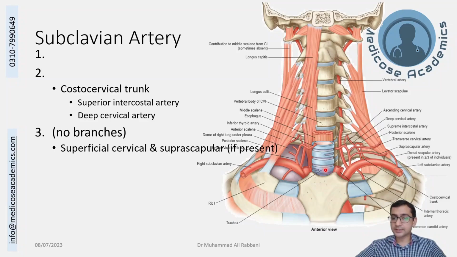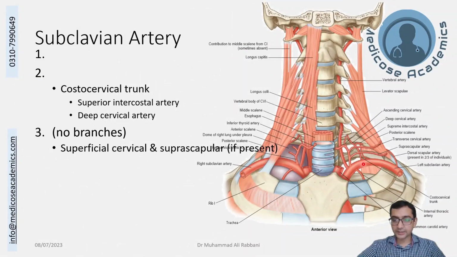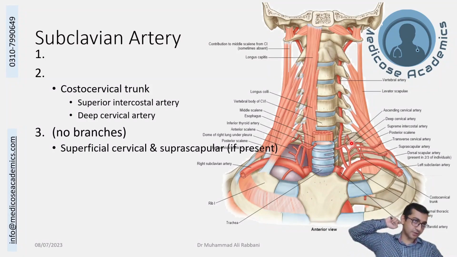Then the branch that arises from the second part, behind the scalenus anterior muscle, is called the costocervical trunk. It arises just behind the scalenus anterior and goes back over the root of the lung, and it gives rise to two branches. When it goes back, one branch moves down, and one branch moves up on the back aspect of the neck.